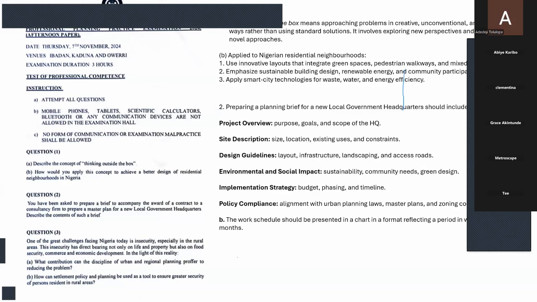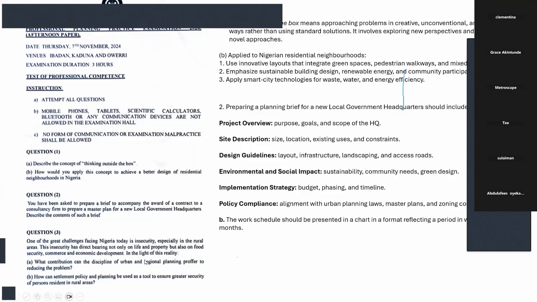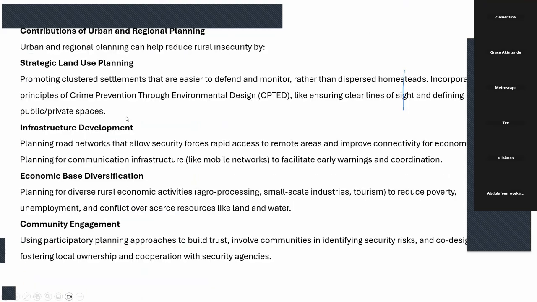In the light of this reality, they said, what contribution can the discipline of urban and regional planning provide to reducing the problem? Here they're asking you as a town planner, how can you propose, or what can you do to solve this insecurity problem? So B, they said, how can settlement policy and planning be used as a tool to ensure greater security of persons resident in the rural areas?